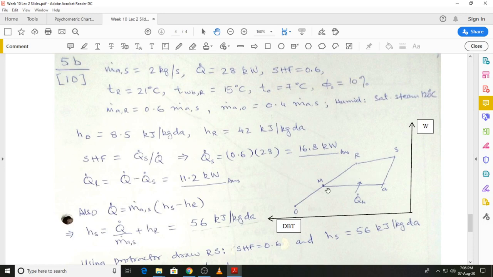Remember that the mass flow rate m dot as is the same as the mass flow rate at state M, because what you do, you combine the recirculated air with the outside air, and then whatever that mass flow rate is as a result will first be sensibly heated, then humidified, and then it will be supplied to the conditioned space. And this is the mass flow rate of dry air, so it's kilogram dry air per second. So even when you are spraying steam, that value does not change, it remains the same.